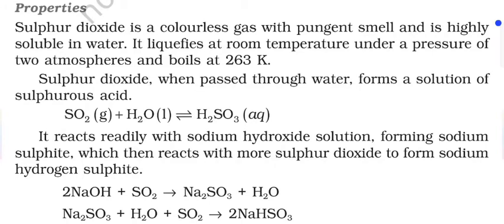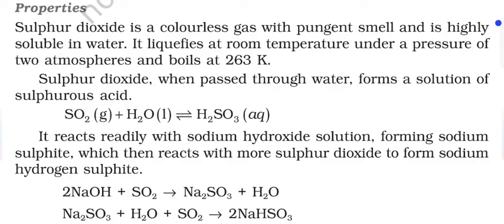Sulfur dioxide when passed through water forms a solution of sulfurous acid. We already discussed this type of reaction. It is one type of pollutant which eventually mixes with the atmosphere. Atmospheric moisture will combine with these types of molecules and convert into acid, and eventually it will rain down on the surface as acid rain. So SO2 with H2O produces H2SO3.